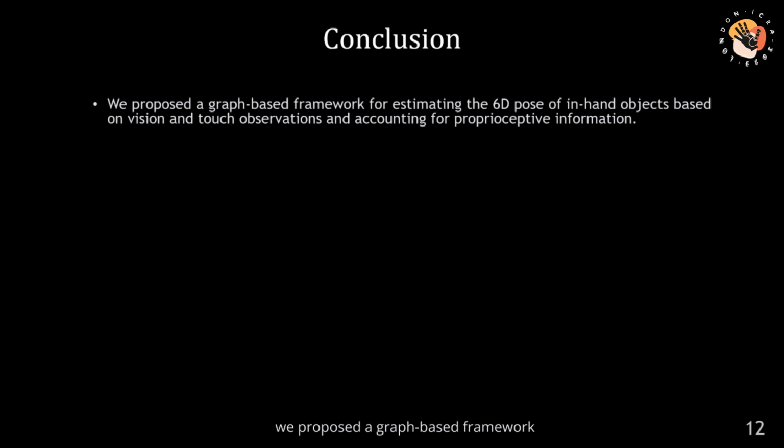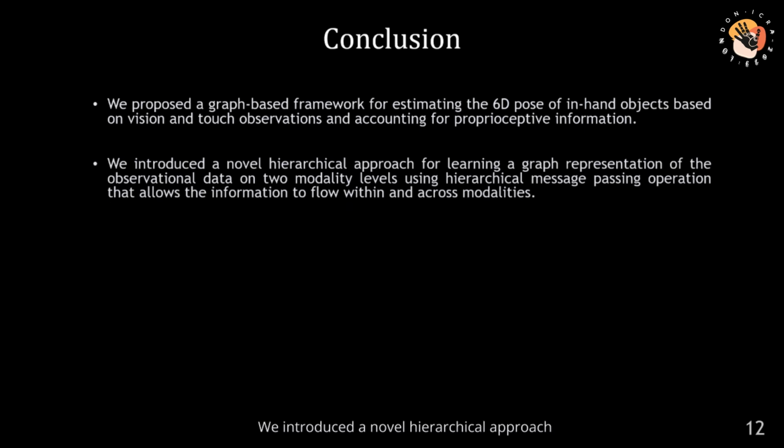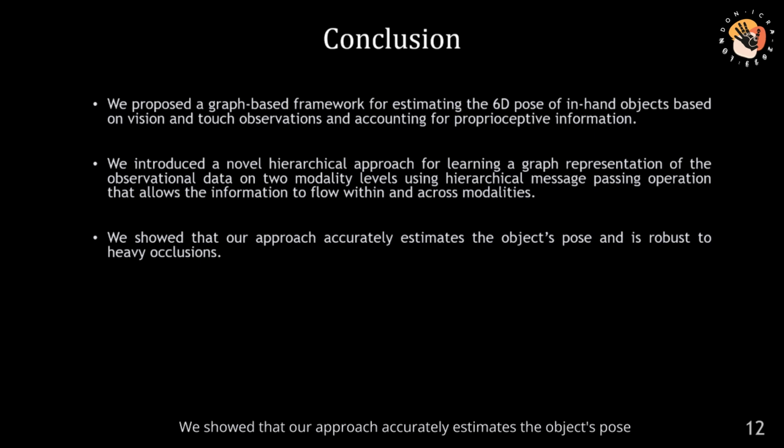In conclusion, we proposed a graph-based framework for estimating the 6D pose of in-hand objects based on vision and touch observations and accounting for proprioceptive information. We introduced a novel hierarchical approach for learning a graph-based representation of the observational data on two modality levels using a hierarchical message passing operation that allows the information to flow within and across modalities. We showed that our approach accurately estimates the object's pose and is robust to heavy occlusions.